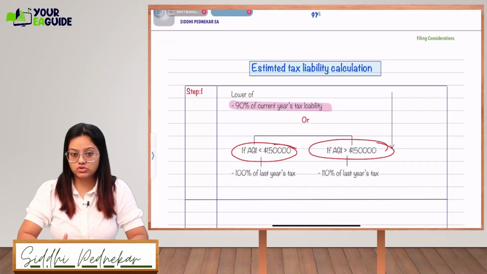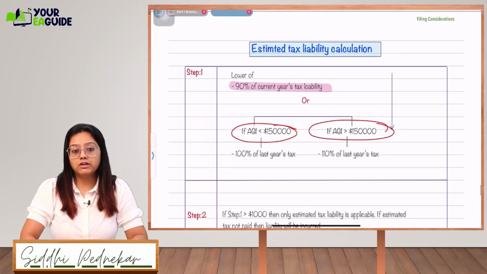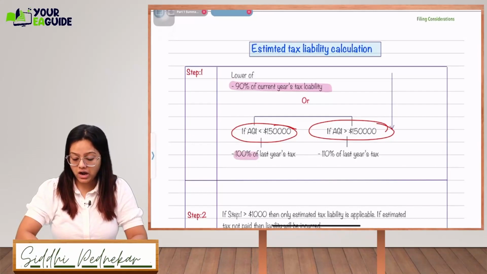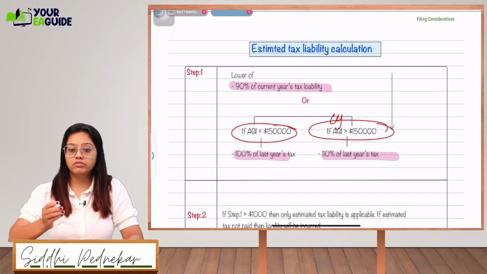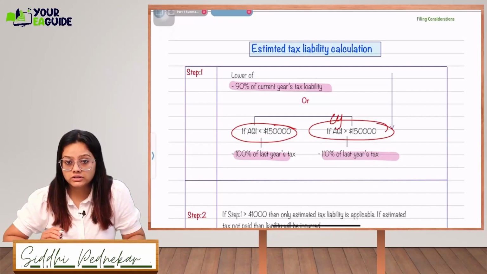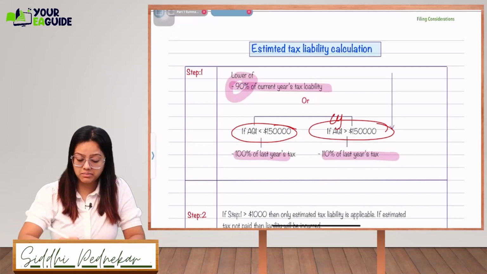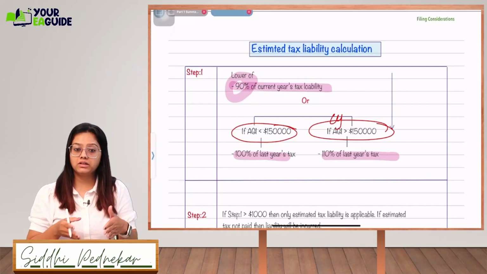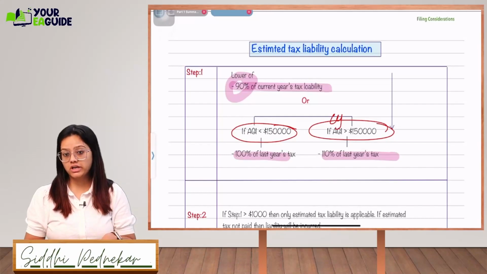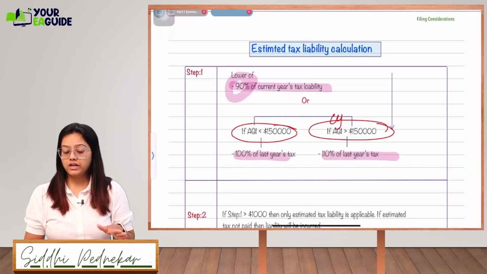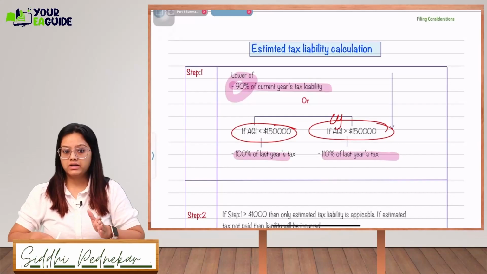See, current year is not going to change, 90% you are going to take. But if your AGI is up to 150,000, for previous year you are going to take 100%. But if the current year AGI is more than 150,000, you are going to take 110% of the last year's tax. Current year it is same 90%. For previous year it will be either 100% or 110% depending on the AGI limit. What is the AGI limit? 150,000. If it is up to that, 100%; more than that, it is 110%.